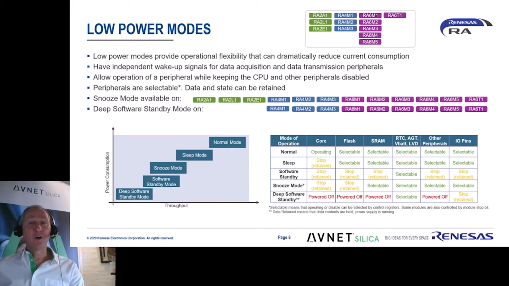All RA devices support low power modes with operational flexibility that can dramatically reduce current consumption by allowing operation of a peripheral while keeping the CPU and other peripherals disabled. As an example, in sleep mode the core is gated and peripherals are available. In software standby mode the core is clock gated and most peripherals are data retained. In deep software standby mode, which is available in the RA6 series MCUs, the core and most peripherals are powered off.